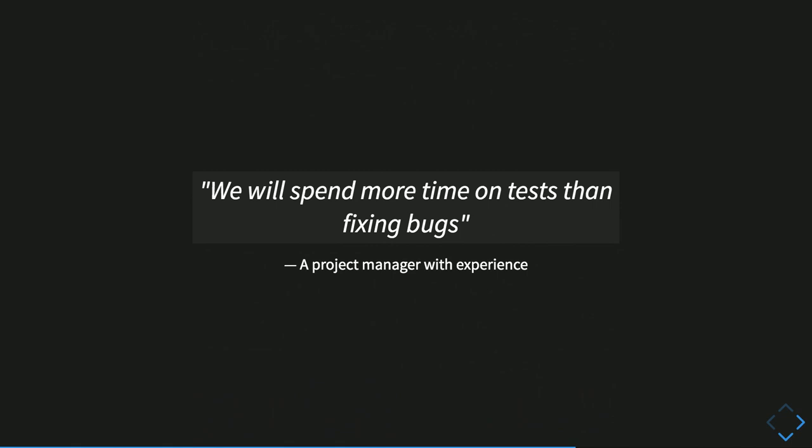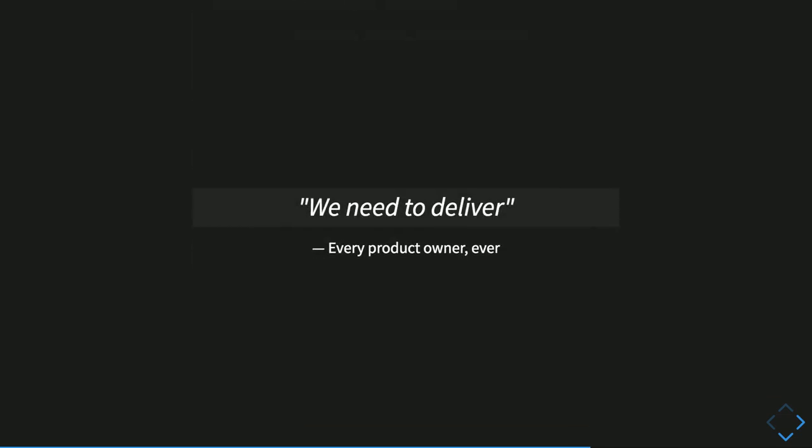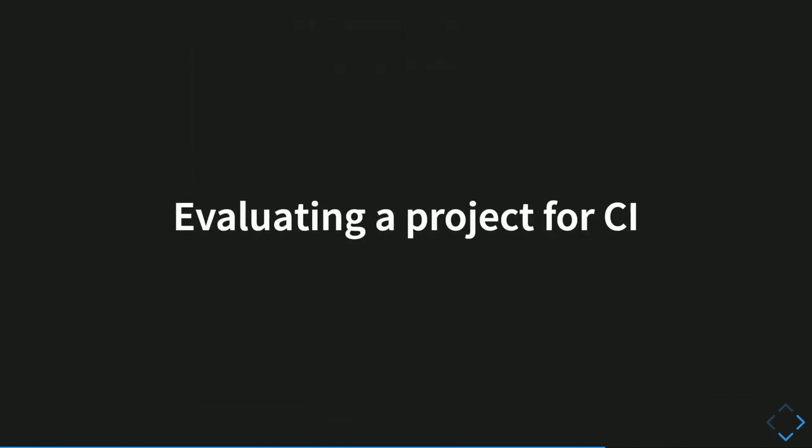Your project manager might be worried that you spend all this time fixing tests and infrastructure instead of fixing bugs. And your product owners are just going to be saying, this is all tertiary to what I actually care about, which is delivering the product we're building on the dates that we're supposed to be delivering it. And so that's why it's really important to evaluate a project for CI before you just go and blindly implement it.